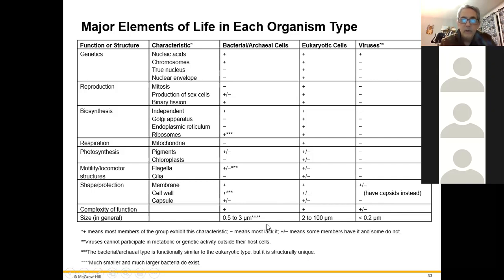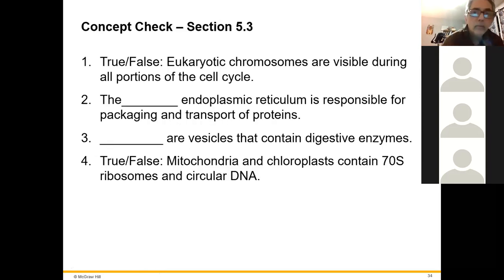Size differences, obviously eukaryotic cells are much bigger. Viruses are even smaller than bacteria. So eukaryotic chromosomes are visible during all portions of the cell cycle. Is that true or false? That is false. It's only during replication that you can see the chromosomes.